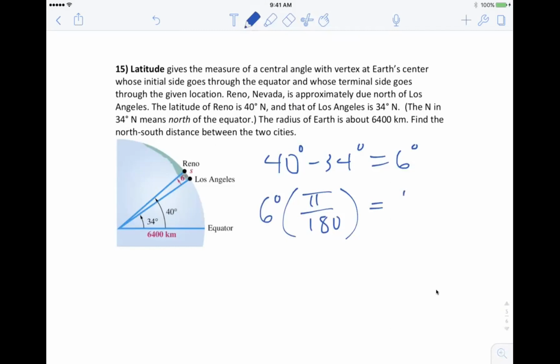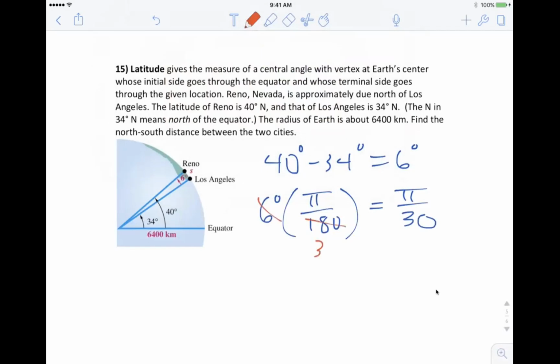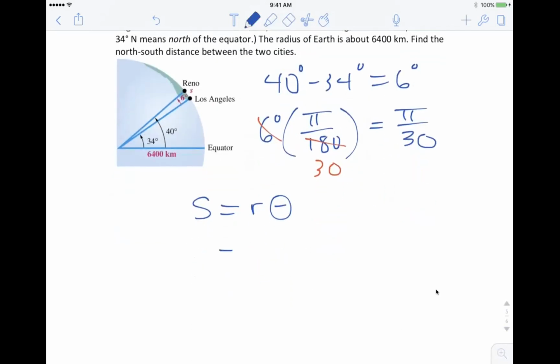So this is pi over 30, right? Because 6 goes into 180 30 times, just reducing. Okay, so let's leave that as pi over 30. And now I'm going to bring out the formula. S is equal to r theta. Right? And then that's going to be r. Now I have to use the radius of the Earth. We're assuming that's 6,400 kilometers, and multiply that by pi over 30.